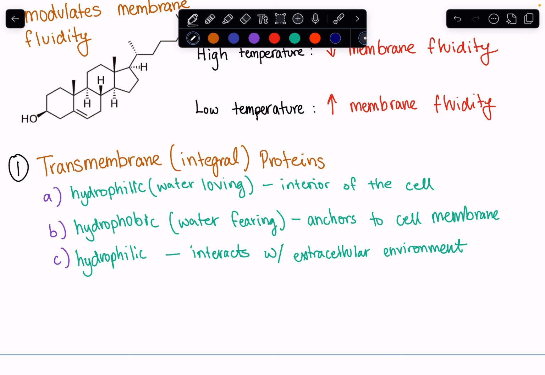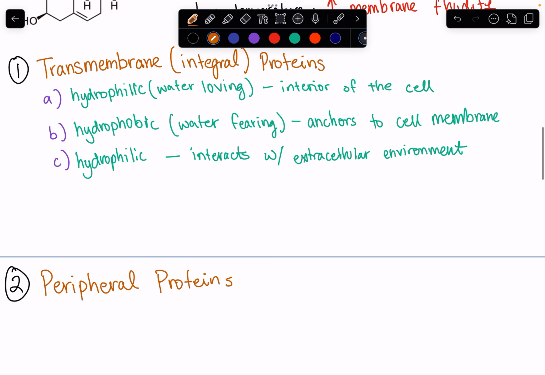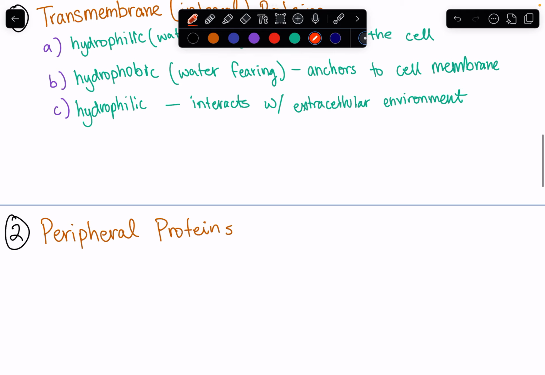The next component of these membrane proteins are called peripheral proteins. Now, what are these peripheral proteins? These are attached to the integral membrane proteins, or they're associated with peripheral regions of the lipid bilayer.